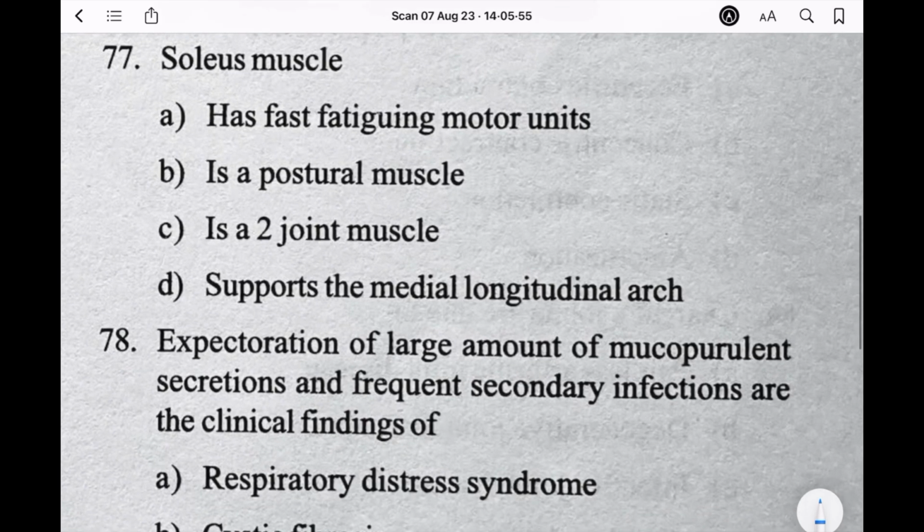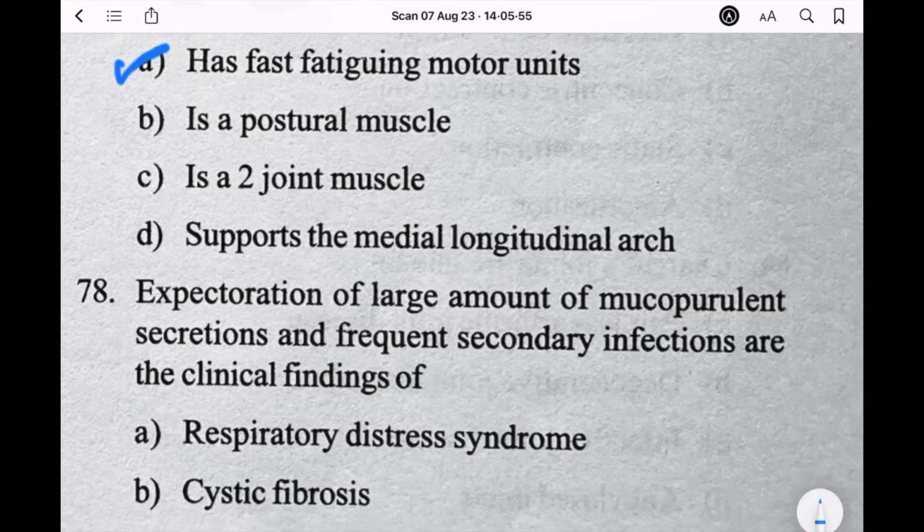77. Soleus muscle has. Options are: A, has fast fatiguing motor units, B, is a postural muscle, C, is a two joint muscle, and D, supports the medial longitudinal arch. So the correct answer is A, has fast fatiguing motor units.